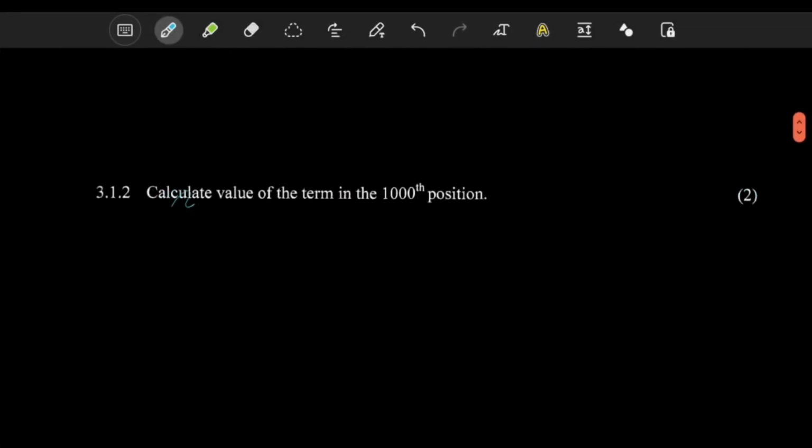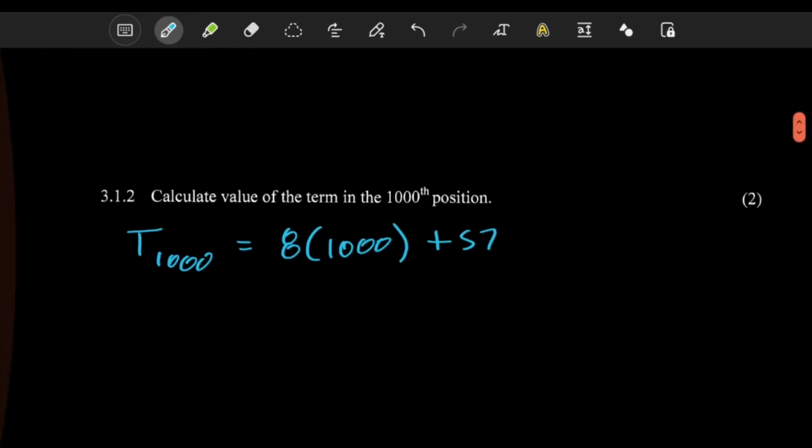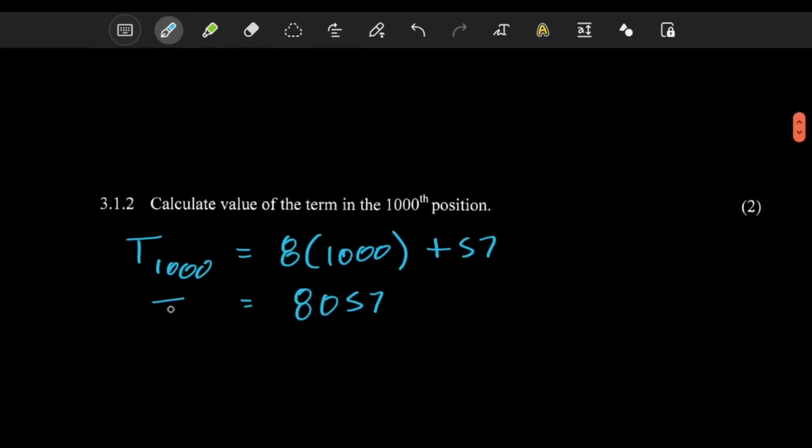For 2 marks here, they said calculate the value of the term in the 1000th position. So here where n is, we know we can just put 1000 there. This is like 8 times 1000, and then 57 over there. This is technically 8000 plus 57, so it's like 8057. Such easy marks here.